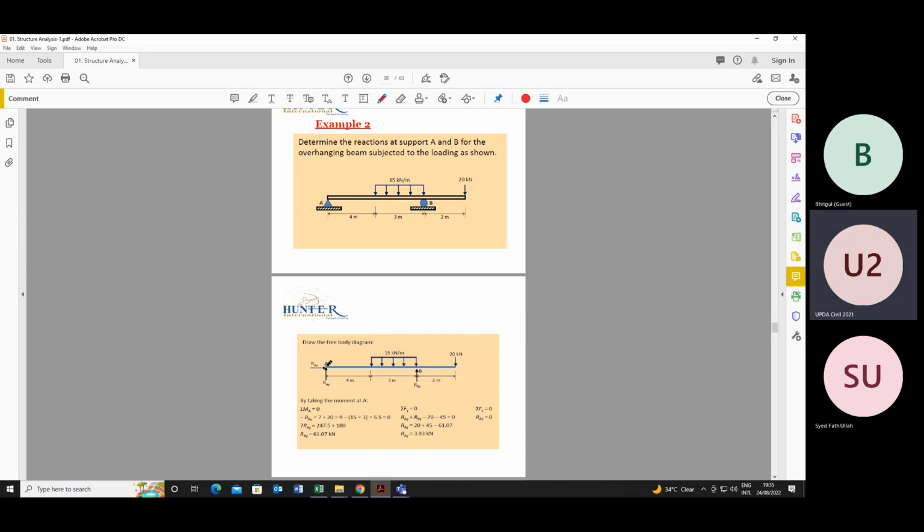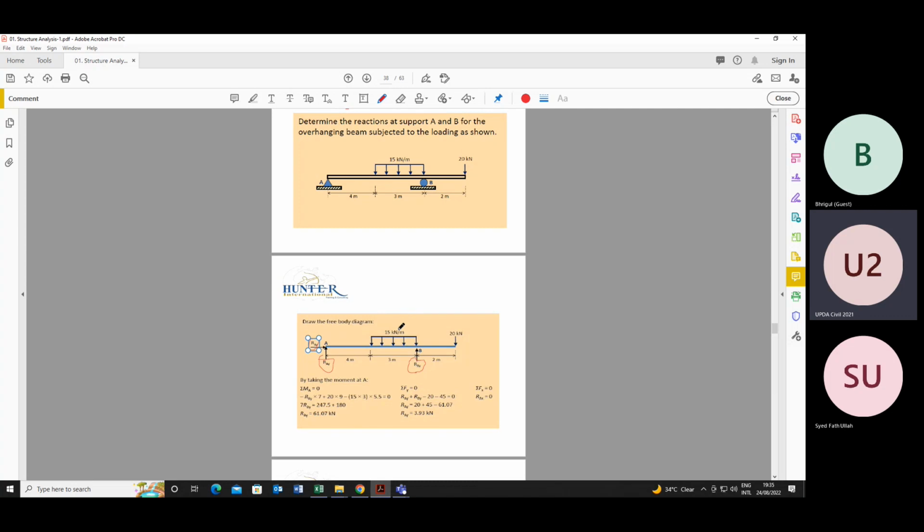So let's make the free body diagram. At point A, we have pin support, so there will be two reactions, one in the vertical direction and another in the horizontal direction. So it will be considered RAX and RAY. Now at point B, we will have a vertical reaction only, so it will be considered as RBY.